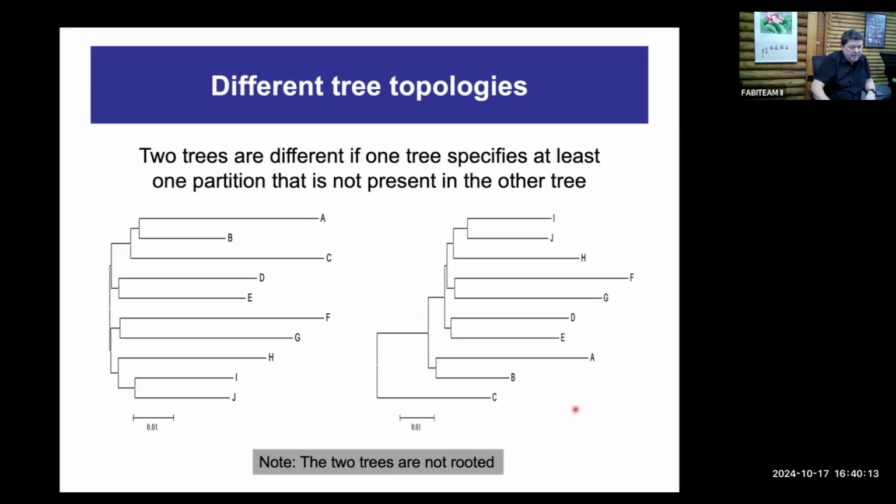So ABC, if you draw a line like this, F and G share a node here, and we have I and J, and H together, I, J, and H together here. Then together they form a group, F to J.